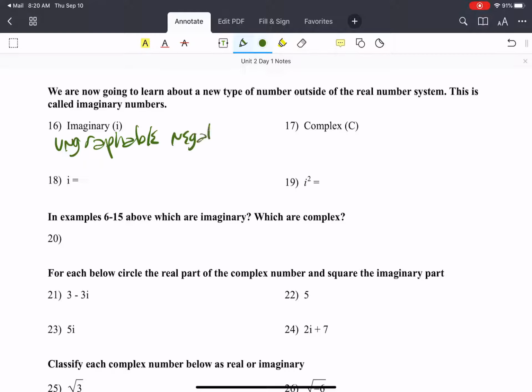Negative square roots or negative roots. And complex numbers is all numbers. All numbers.